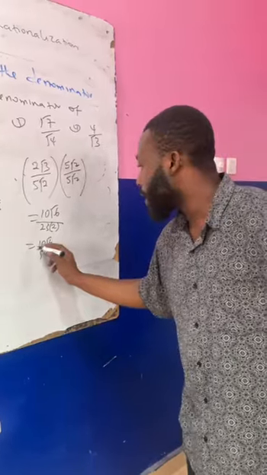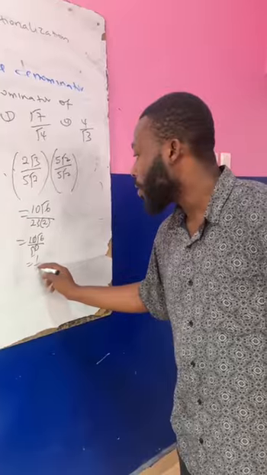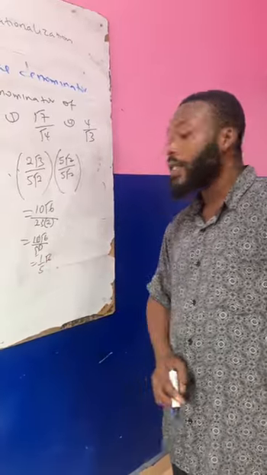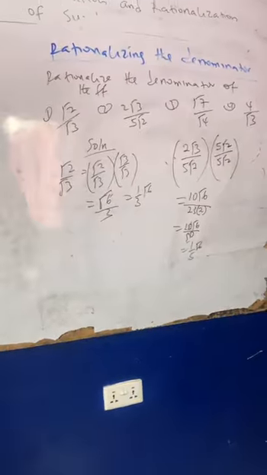And this is an integer, this is an integer, so this one can go with this. So we have 1 over 5 root 6. Alright, so I hope you can try and then do the remaining ones.